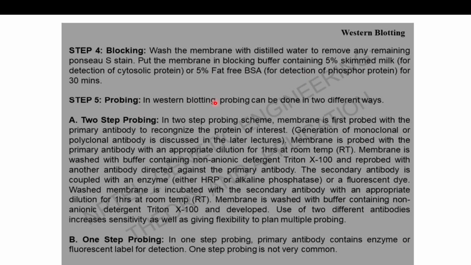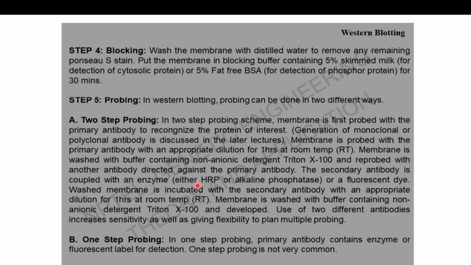Now in Western blotting, there can be two ways of probing: two-step probing and one-step probing. In two-step probing, the membrane is first probed with the primary antibody to recognize the protein of interest. The antigen here is the protein of interest, and the primary antibody will bind to it. The membrane is probed with the primary antibody at an appropriate dilution for a particular time, and then you add the secondary antibody, directed against the primary antibody. The secondary antibody is conjugated with a fluorophore or a particular enzyme.